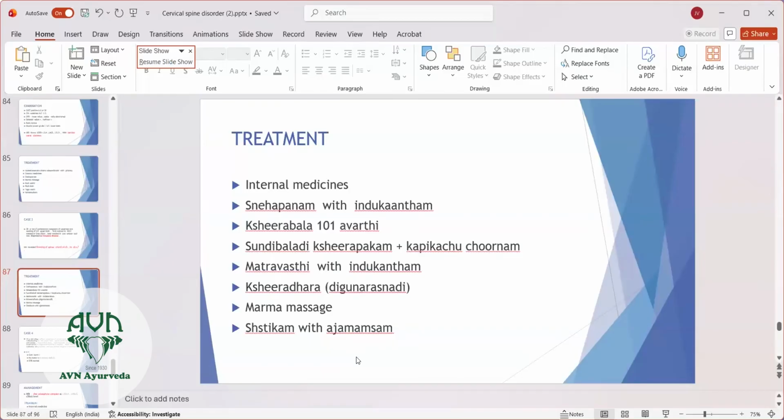Matravasti with the Indukanta Ghrita, he has undergone Matravasti with the Indukanta Ghrita itself, and Shirodhara, Dviguna Rasna we have used, and Marma massage given in between for 10 days, and Shashtika Shali Pinda Sweda with Ajamamsa done. The patient improved so much and he was able to do his work, and now he is happily doing his IT work.